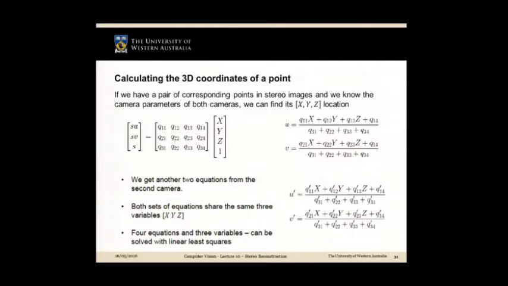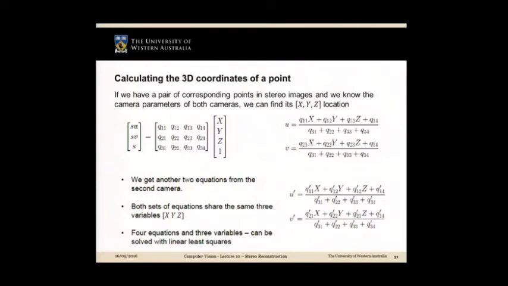And we discussed, okay, s is given by the product of your third row of your matrix with this vector x, y, and z. And then you solve for u and v using this particular expression, where this value represents your s. This one represents the product of this one times this one. And similarly, for v, you do the same expression. So we get another two equations from the second camera, and both sets of equations share the same three variables x, y, and z. So you have the projection of a point on the image plane as a line. You find the corresponding points using this equation.